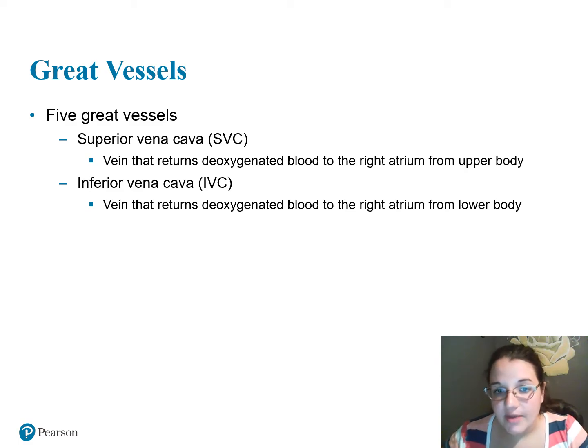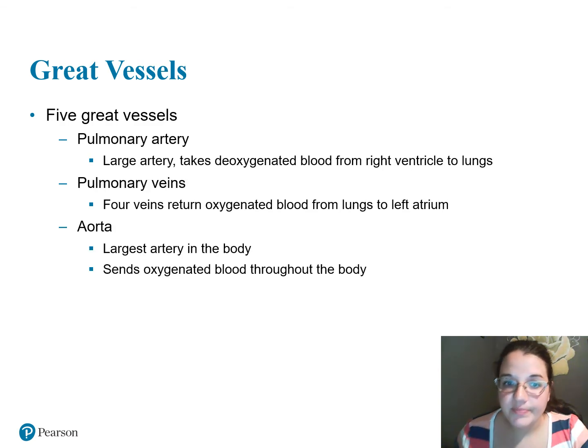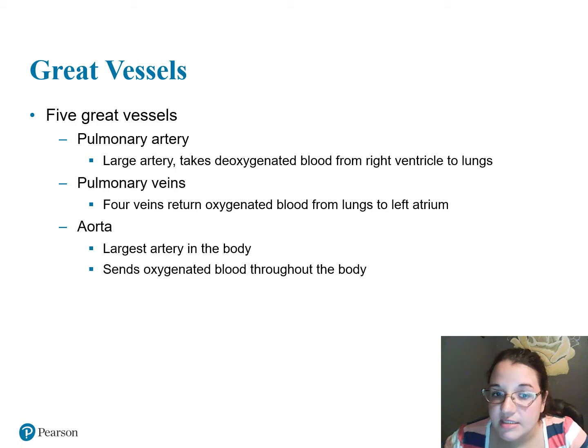And now we're going to talk about your 5 great vessels, which we've already touched base on how blood enters the heart. So your 5 great vessels include your superior and inferior vena cavas. These are the veins that return deoxygenated blood to the right atrium from the upper body and the lower body. And then you're going to have your pulmonary artery. This is the artery that takes the deoxygenated blood from the right ventricle to the lungs, and your pulmonary vein, which is 4 veins that return the oxygenated blood from the lungs to the left atrium.